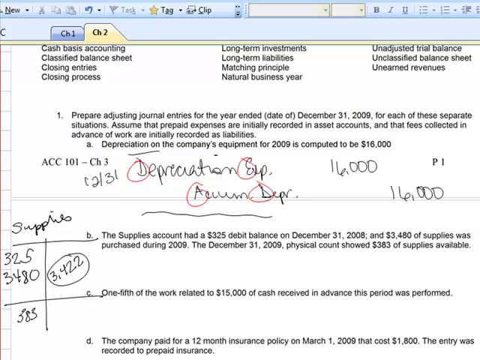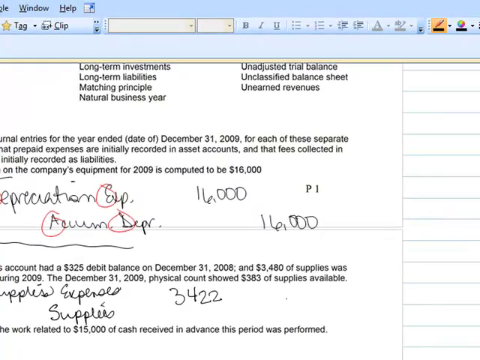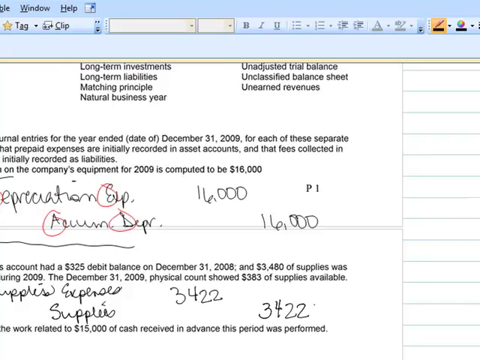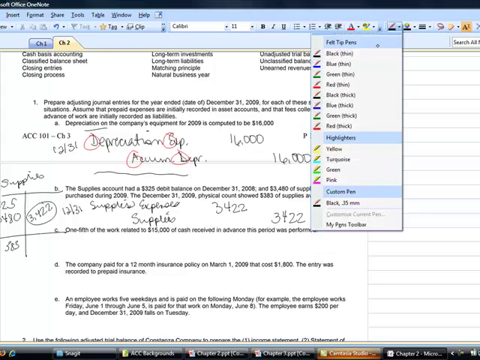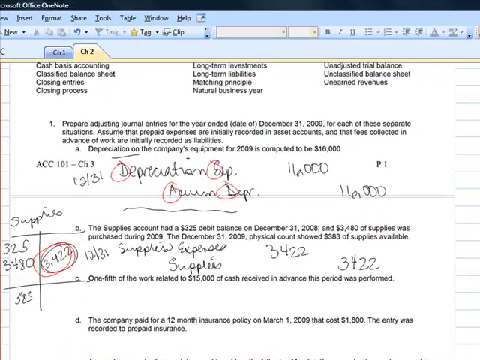All right, so now we need to go ahead and record the entry. So the entry is going to be a debit to supplies expense. Expenses are always debited for 3,422, and we're going to decrease our account by supplies 3,422.